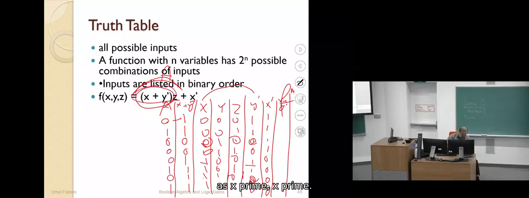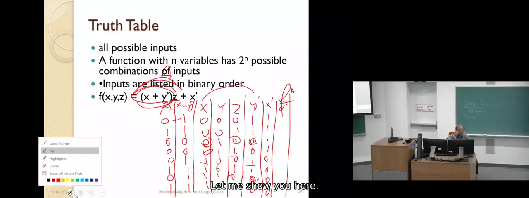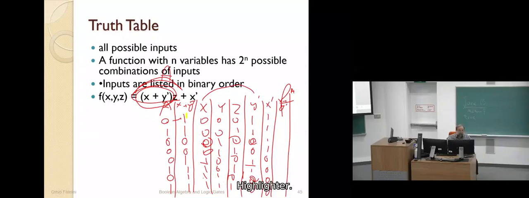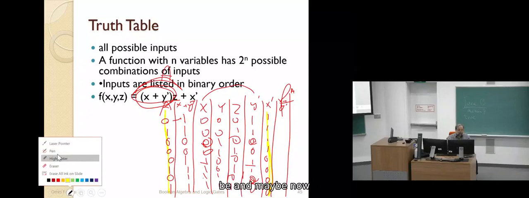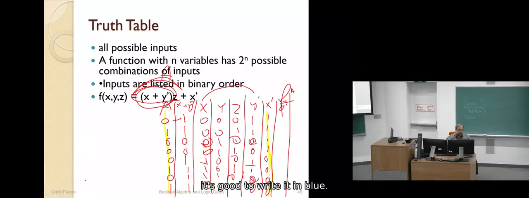Plus x prime. So we have to OR with x prime. Where is x prime? Let me show you here. With the highlighter, we now have this column with x prime. So now we have to OR these two together. So first line, 0 and 1 would be... pen, and maybe now it's good to write it in blue.